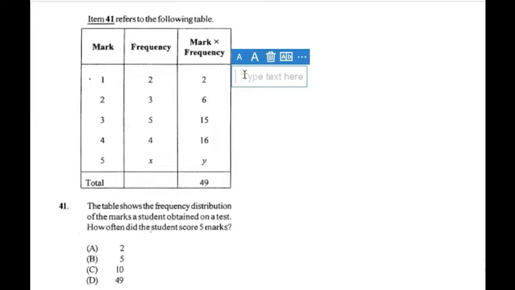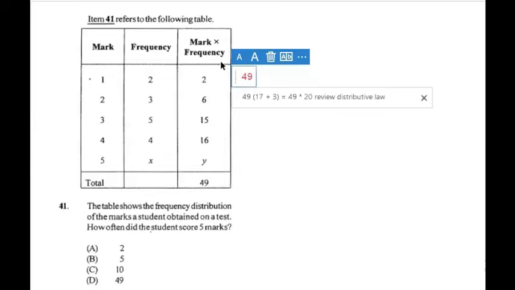So question 41, the table shows the frequency distribution of the marks a student obtained on a test. How often did the student score 5 marks? So we have 3 columns: mark, frequency, and mark times frequency. We have the total for mark times frequency, which is 49. So we can solve for y, which is the missing number in that column.